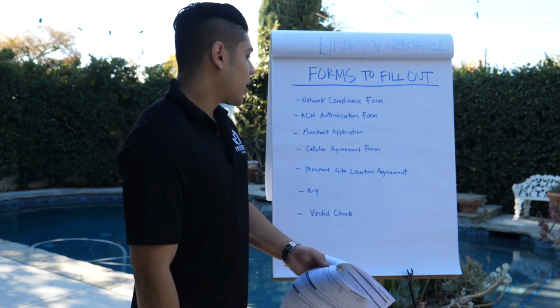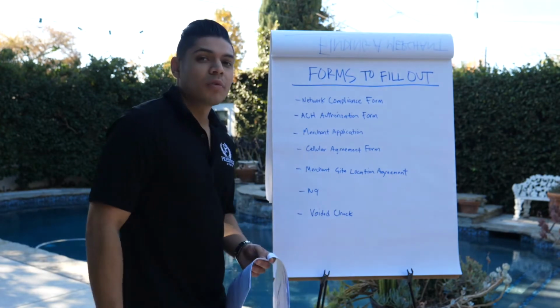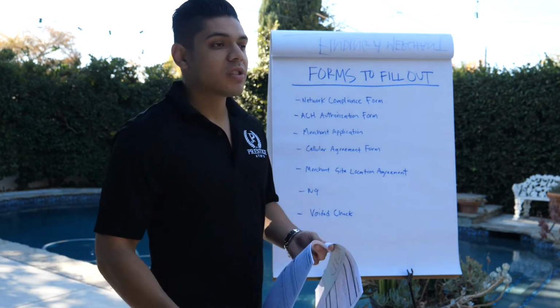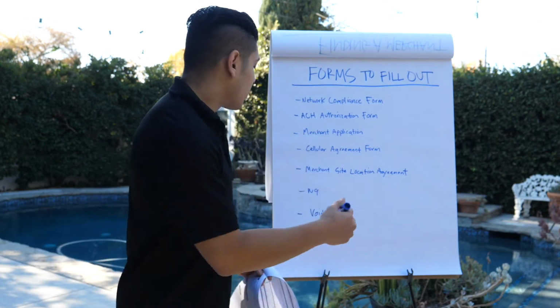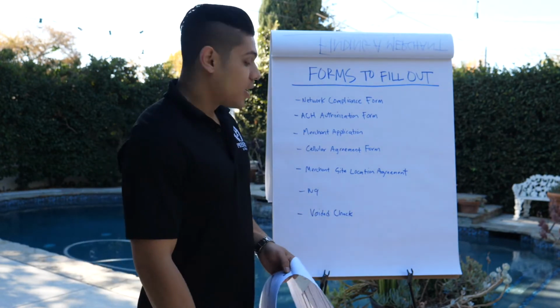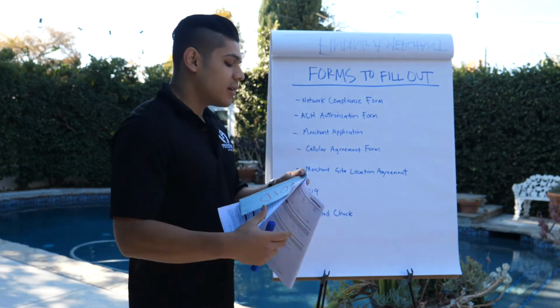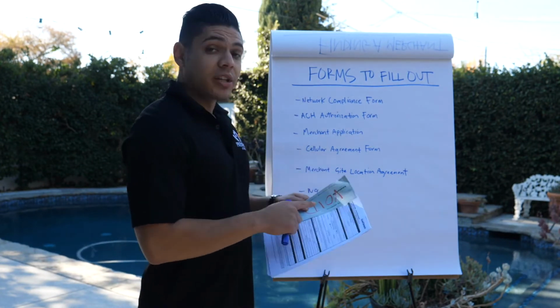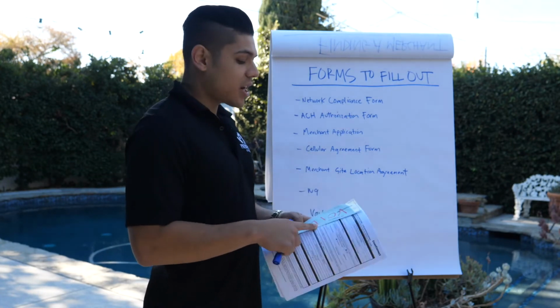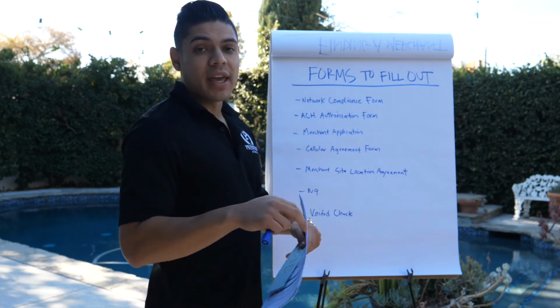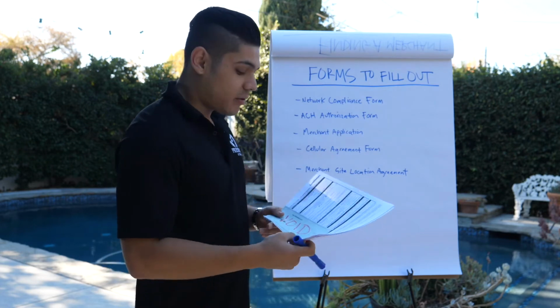And the merchant site location agreement is more about where you're actually going to be putting it, where it's going to be placed, the address, things about the business. W-9, obviously you're going to have to fill out a W-9. And then you're also going to have to send a voided check with all these forms filled out, just so you can verify that you do have a bank account. That's pretty much it.